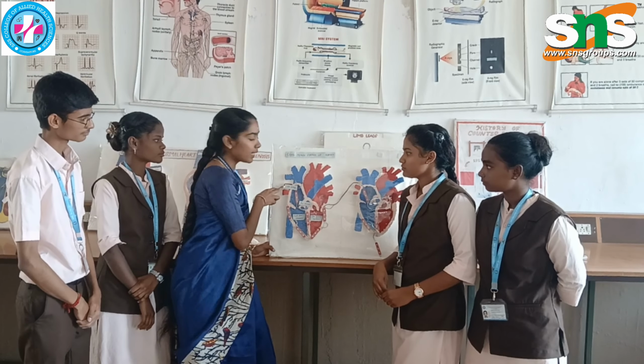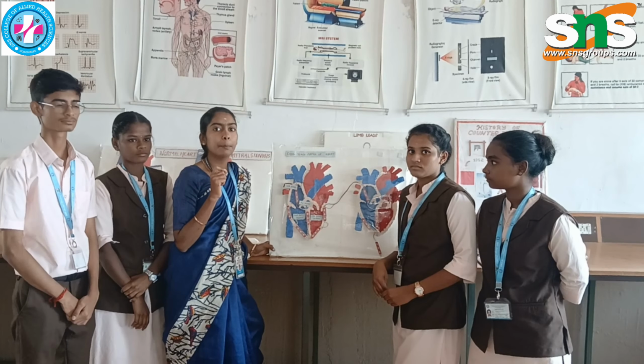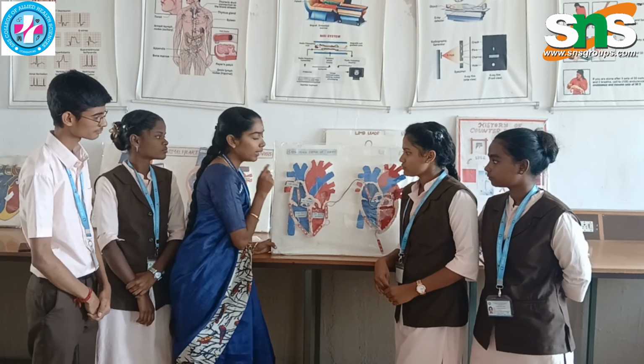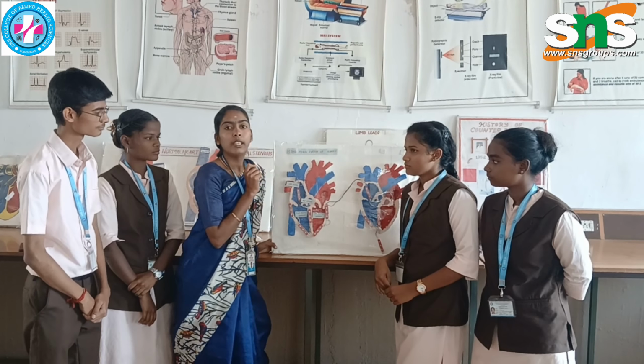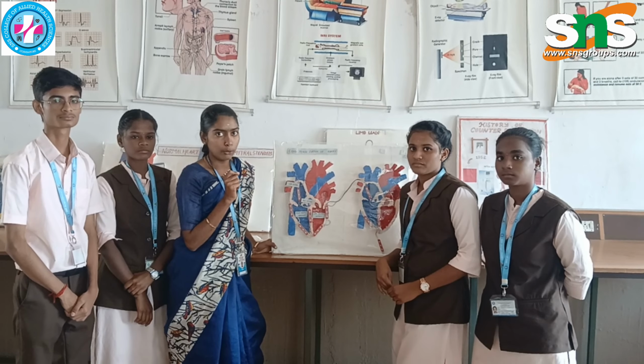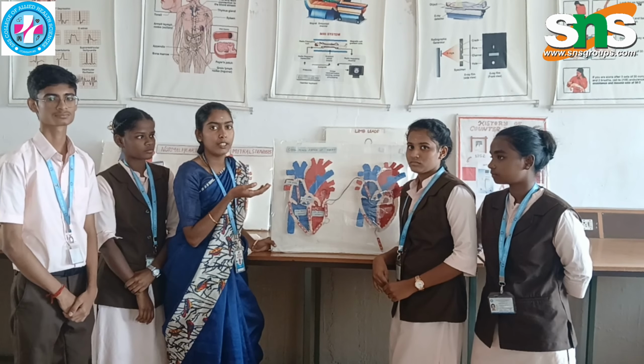The first one is the SA node. It is also called the natural pacemaker. It contains pacemaker cells. It is the first structure to initiate the electrical impulse. It is present in the right atrium. Next, the electrical impulse goes to the AV node, the atrioventricular node. It is present between the atrium and ventricle, so it is called the atrioventricular node.